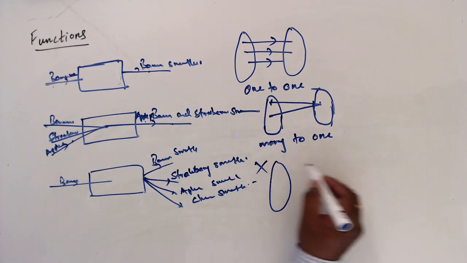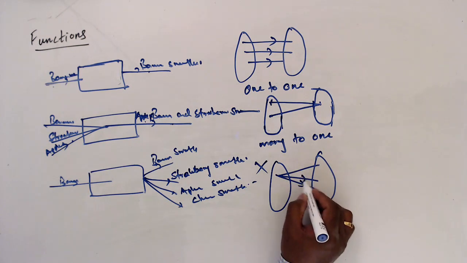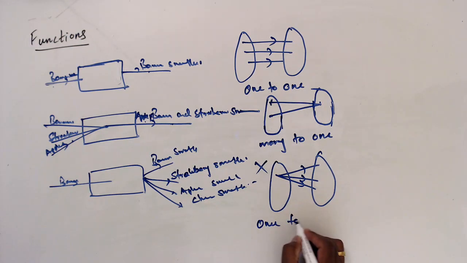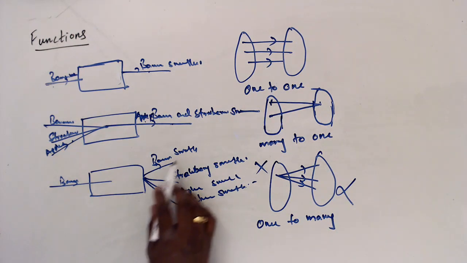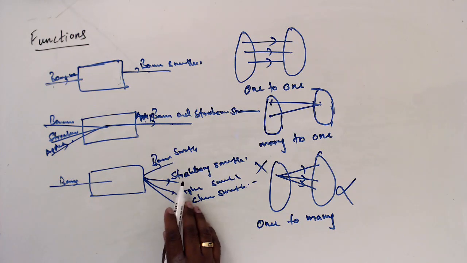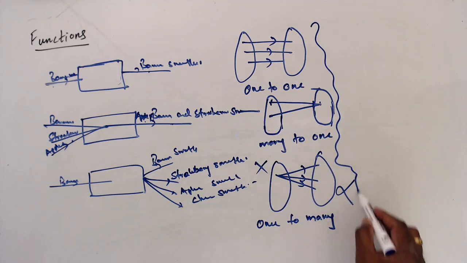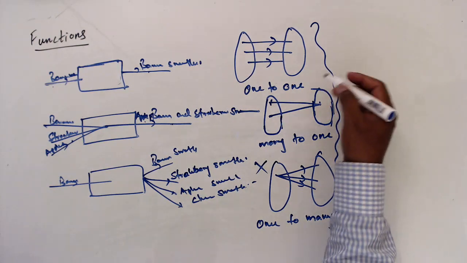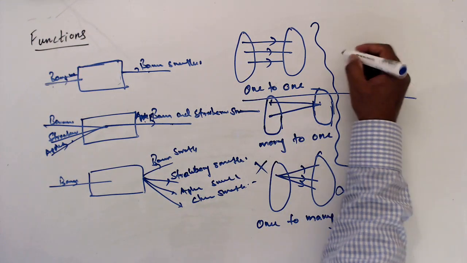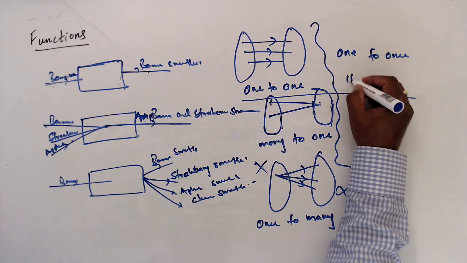What is this one? This is when you put 1, you will get many. So this is 1 to many. So 1 to many is not a machine. It can't exist. When you put a banana, we can't get all the strawberries, apples, cherries. So then what is the conclusion? The conclusion is, if you see 1 to 1, one-to-one mapping, it is a function.